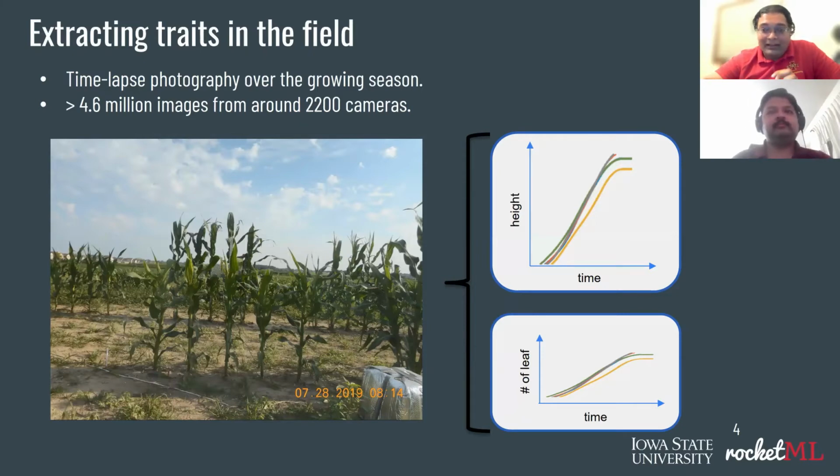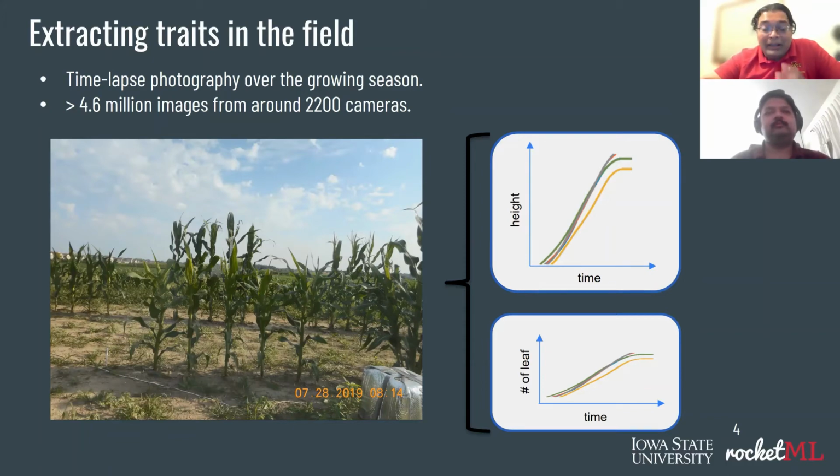You have a camera that's facing one row of plants, as seen in the previous slide, and this essentially takes images every 10 minutes. This experiment is repeated across multiple locations in the Midwest, as well as across multiple years. Essentially, we have more than 4 million high-resolution images, about 4K by 4K, from around 2,200 cameras. This represents a diversity of genotype, weather conditions, crop management, and soil types. So this is extremely rich data that is waiting for analysis.